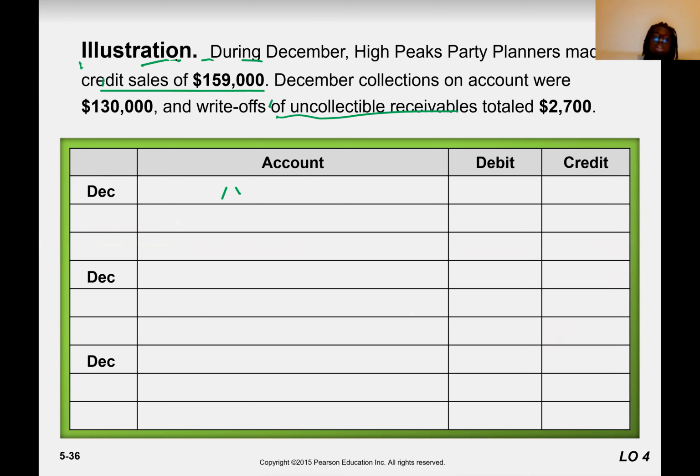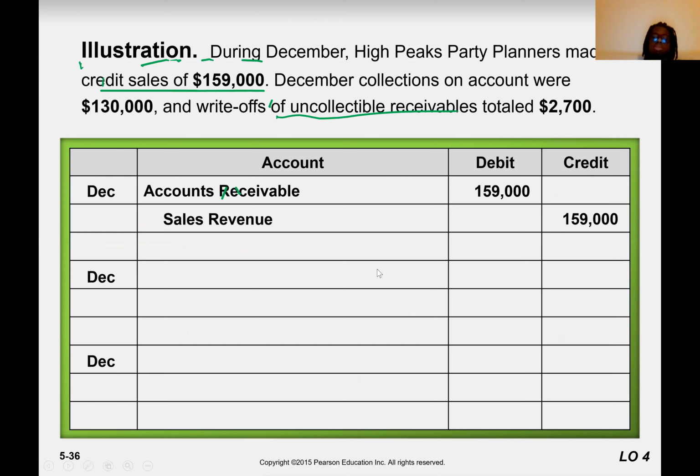Cash is not included here because this is credit sales. So it is accounts receivable. We debit accounts receivable, customers. Accounts receivable to sales, simple. Accounts receivable to sales 159,000.